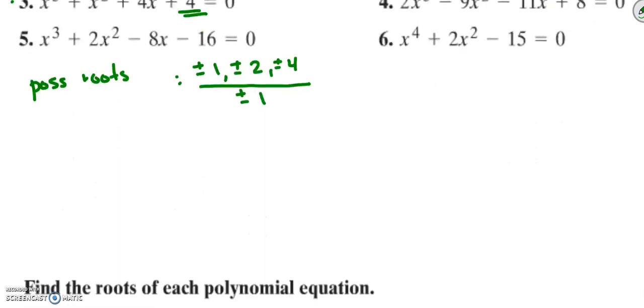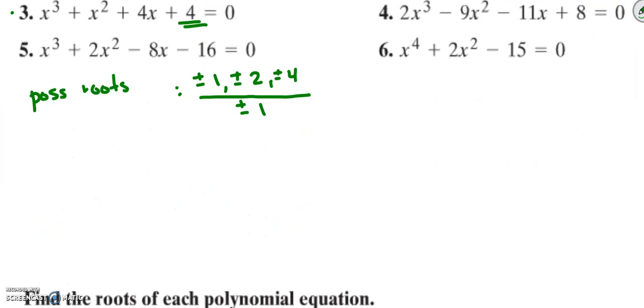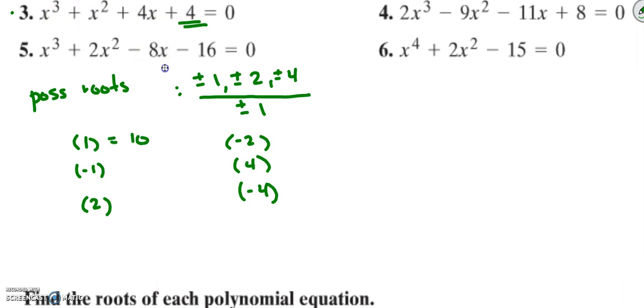In order to test them, we are going to test each of those numbers. So you have 1, negative 1, 2, negative 2, 4, and negative 4. So plugging 1 into this equation is going to give us 1 plus 1 plus 4 plus 4, which is 10. That is not 0, so that's not a root. Plugging in negative 1, we have negative 1 plus 1, that cancels. Negative 1 times 4 is negative 4, plus 4 is 0. So this gives us 0, so that is a root.